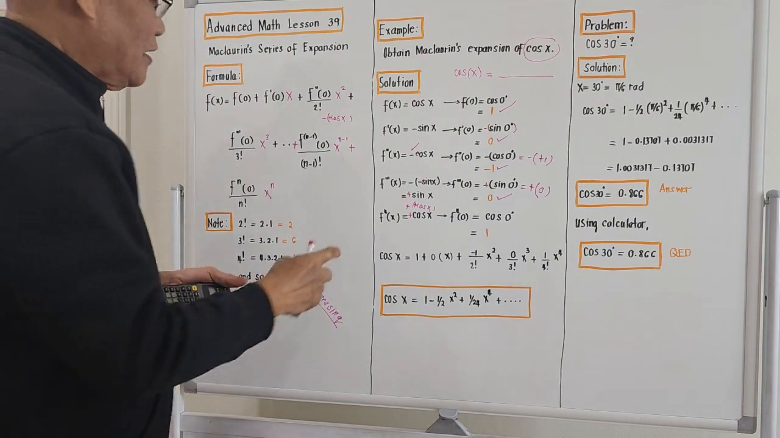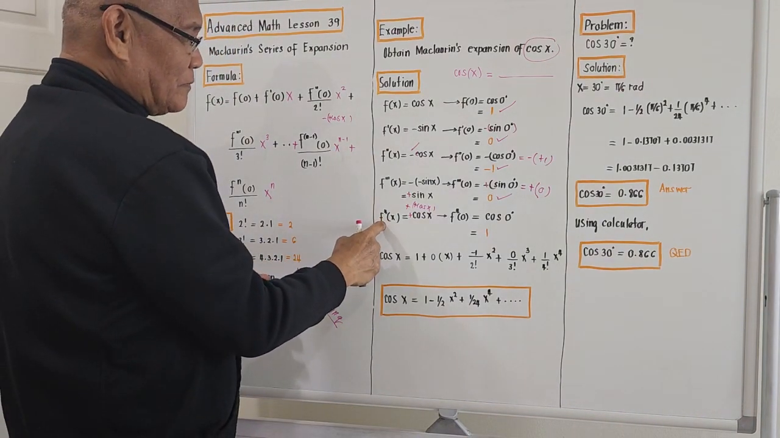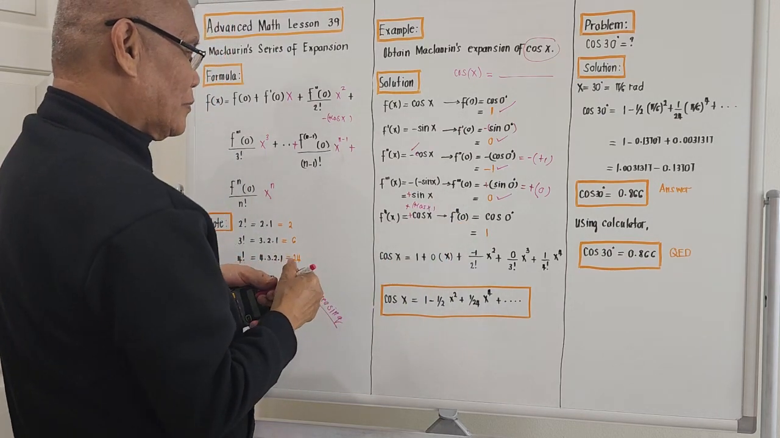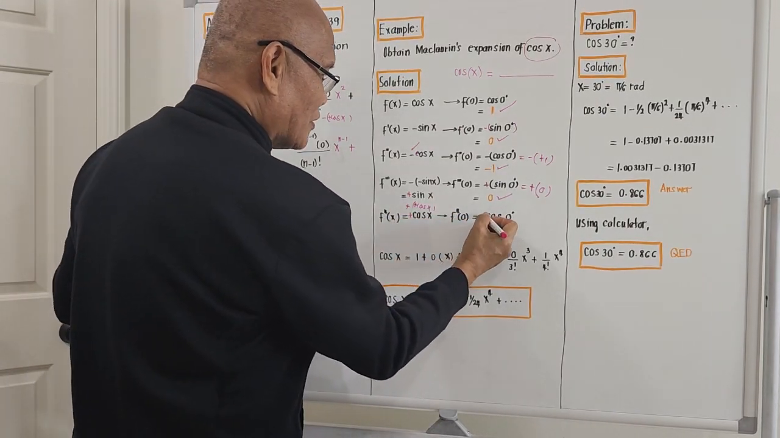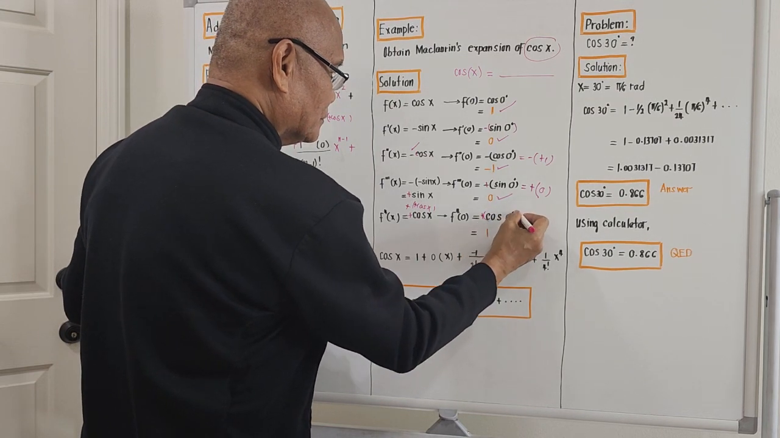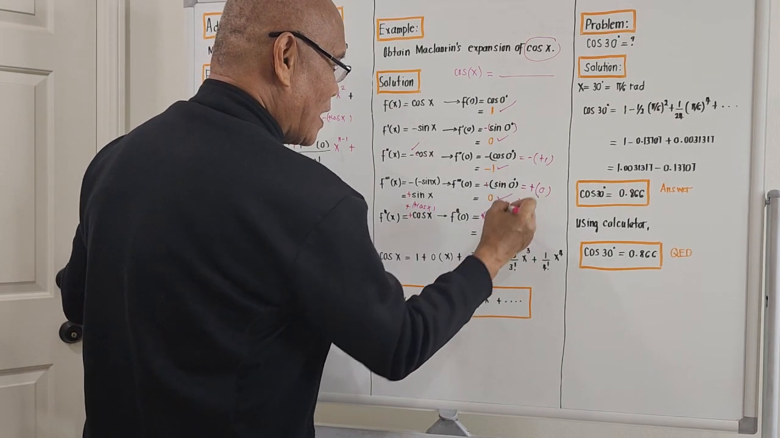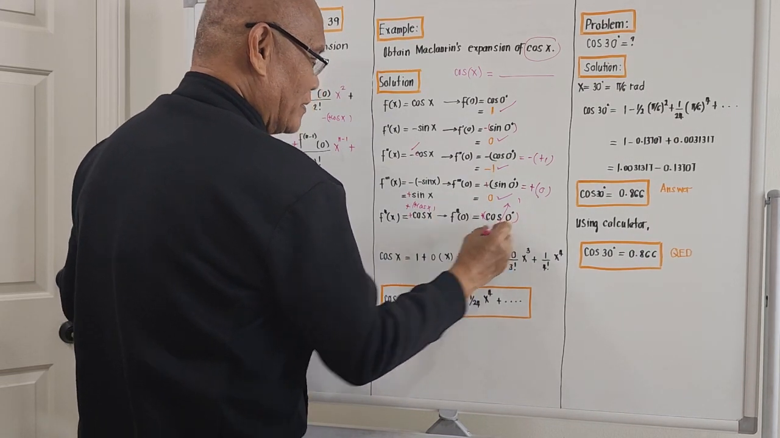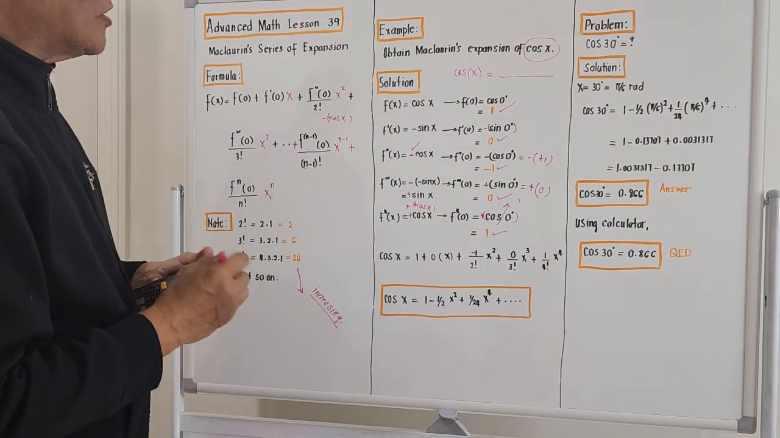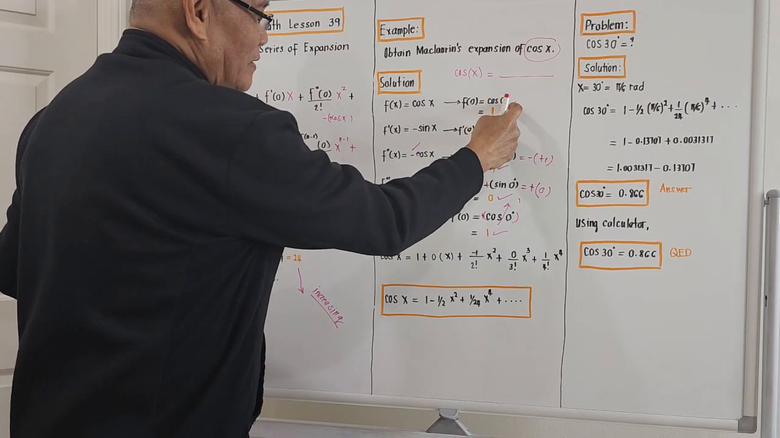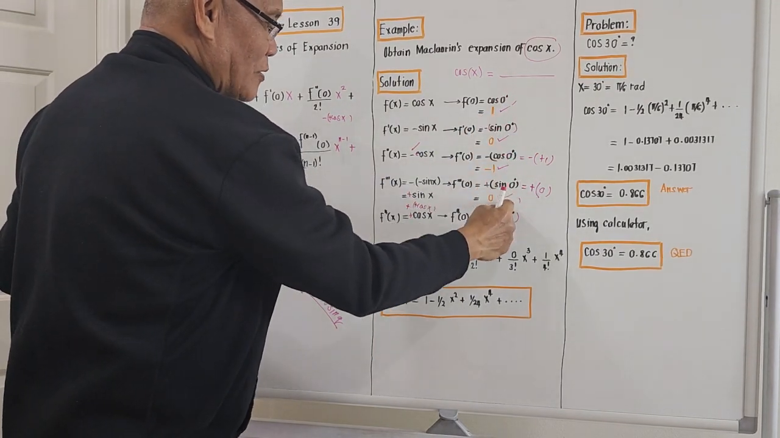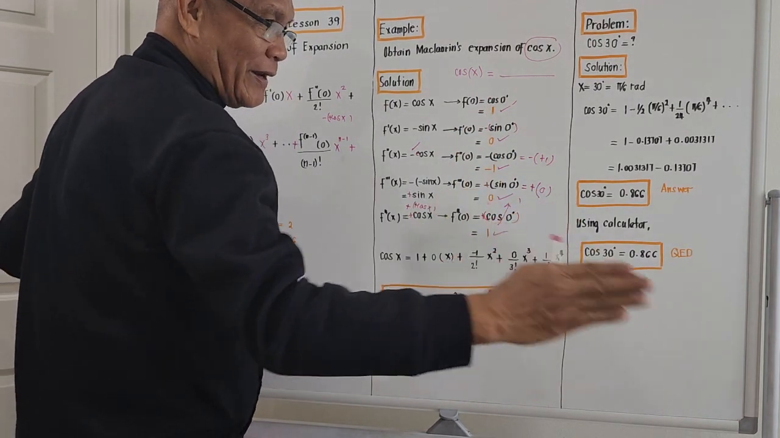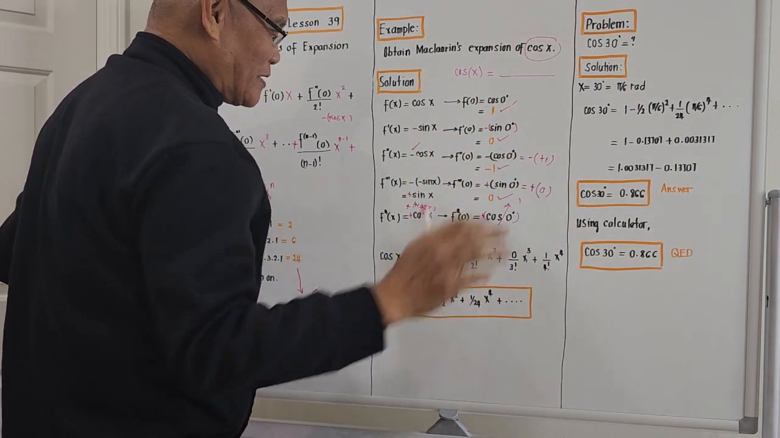The fourth derivative, f to the fourth of 0, should be plus cosine of 0, and this is 1. So f to the fourth of 0 will be 1. So we needed these values here: 1, 0, minus 1, 0, and 1. If we made mistakes on the sign, we are gone. So just be careful with the sign.